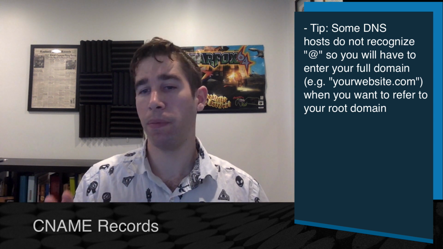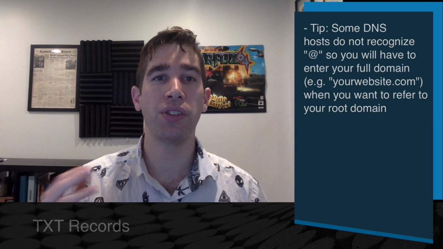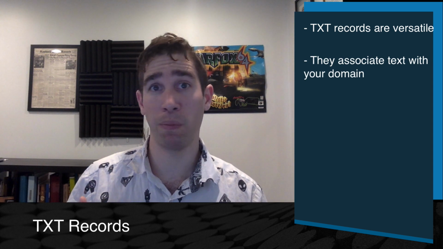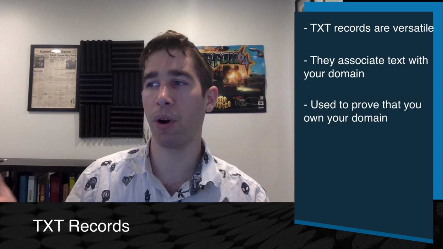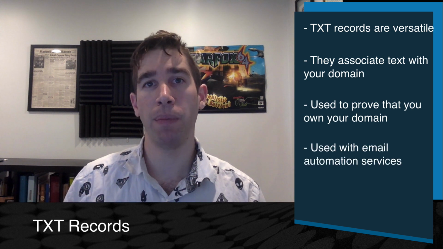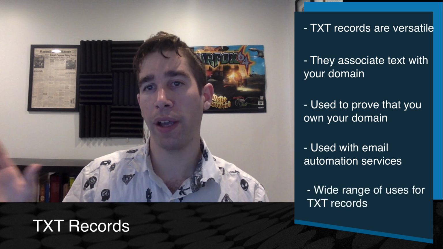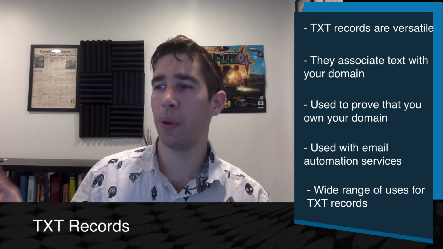The last record type that I want to talk about real quick is the TXT record type. Now, TXT records are used for a wide range of things. They have a very wide range of functions, but they typically just associate arbitrary text with your domain. They're used for things ranging from verifying your domain with Google that you own your domain, or any other third-party service. TXT records can be used for verifying your domain with an email automation service to help deliverability. So it can be a wide range.